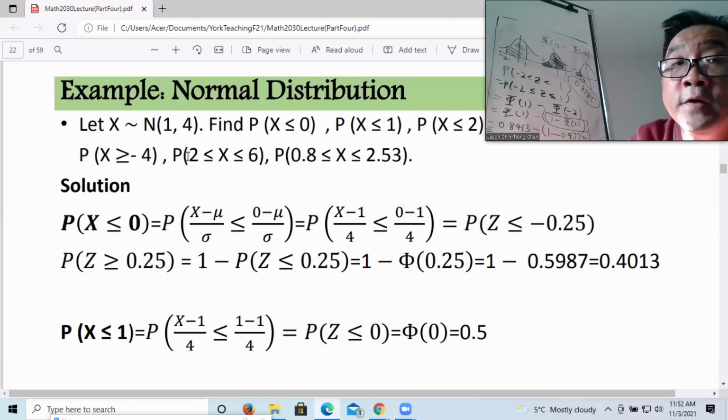Okay, maybe we do a couple of questions. Let X be approximately normal distribution with mean 1 and variance 4. The question asks: X is less than or equal to 0. Find the probability.